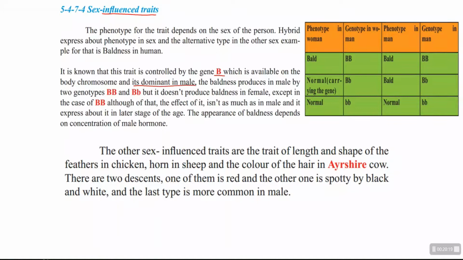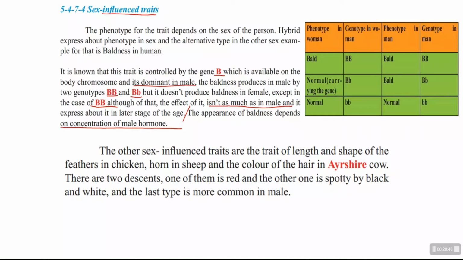It is dominant in male. Baldness is produced in male by the genotype pure dominant or hybrid dominant, but it does not produce baldness in female except in pure dominant. Its effect in male is expressed in a later stage of age. The appearance of baldness depends on the concentration of male hormone.